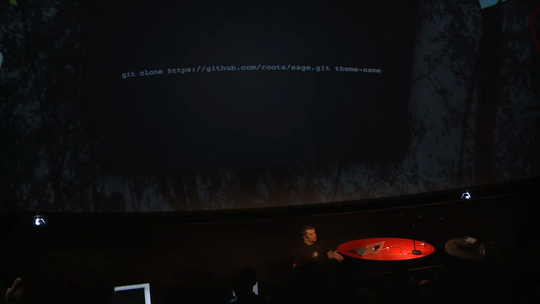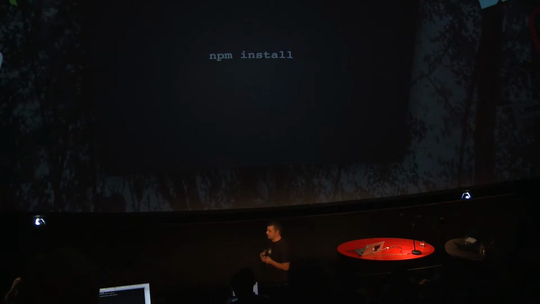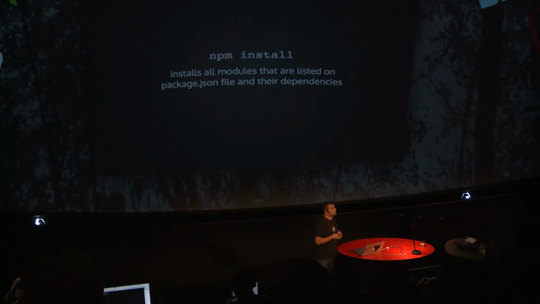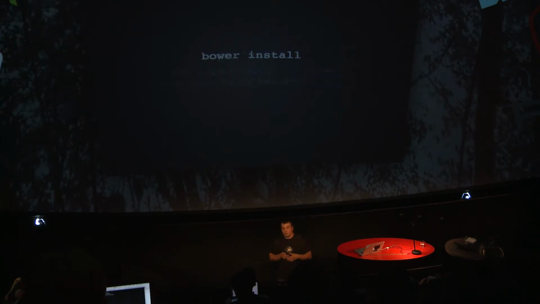This is the line that you need to use when you're cloning the GitHub repo into your new theme folder. Once you're there, in the terminal, navigate to your theme folder and run npm install, which will install all the modules that are in the package.json file. After that finishes, you'll be running Bower install.